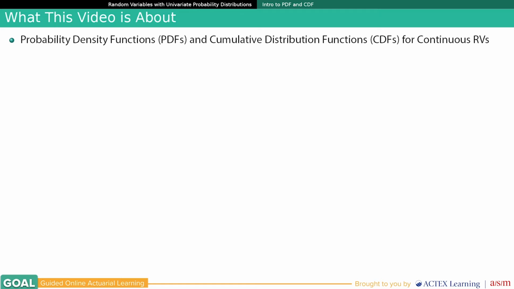They still have functions that model their random behavior, but the name for the first one is different. Instead of a probability mass function, they have a probability density function, or PDF. They still have cumulative distribution functions, CDFs, just like discrete ones did.